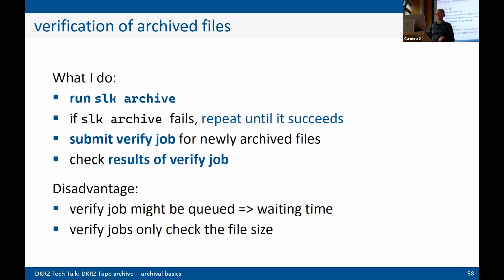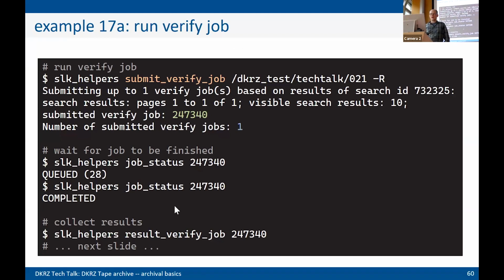The disadvantage is, as I said before, this command is queued. This verify job is in a queue, and it only checks the size. So if there's a bit flip in the file, so for some reason one bit in the file changed, then it will not detect this. But most cases will nicely be captured. This is the last set of examples.